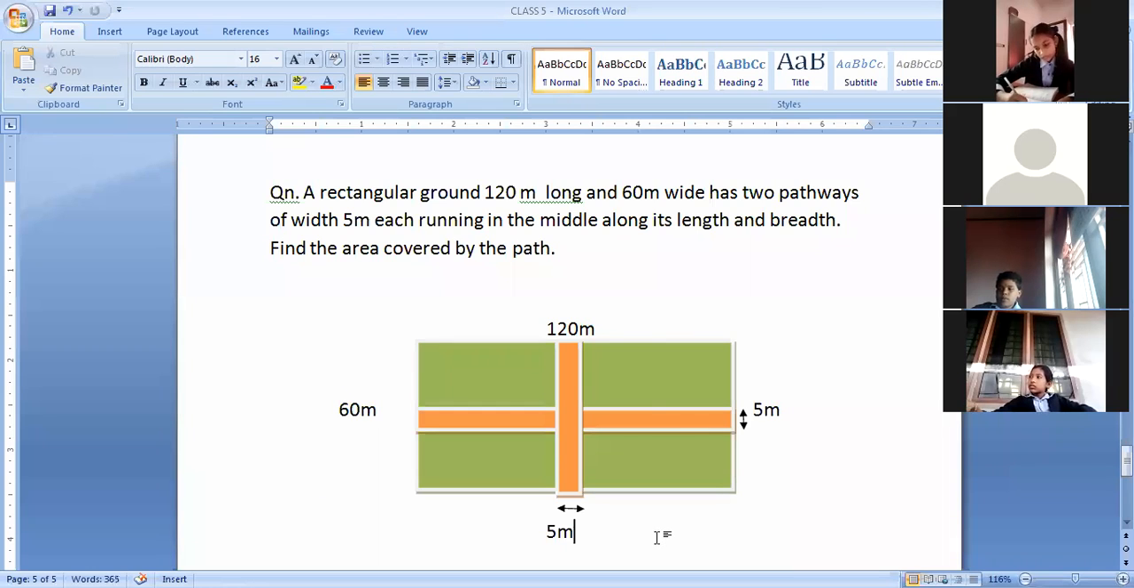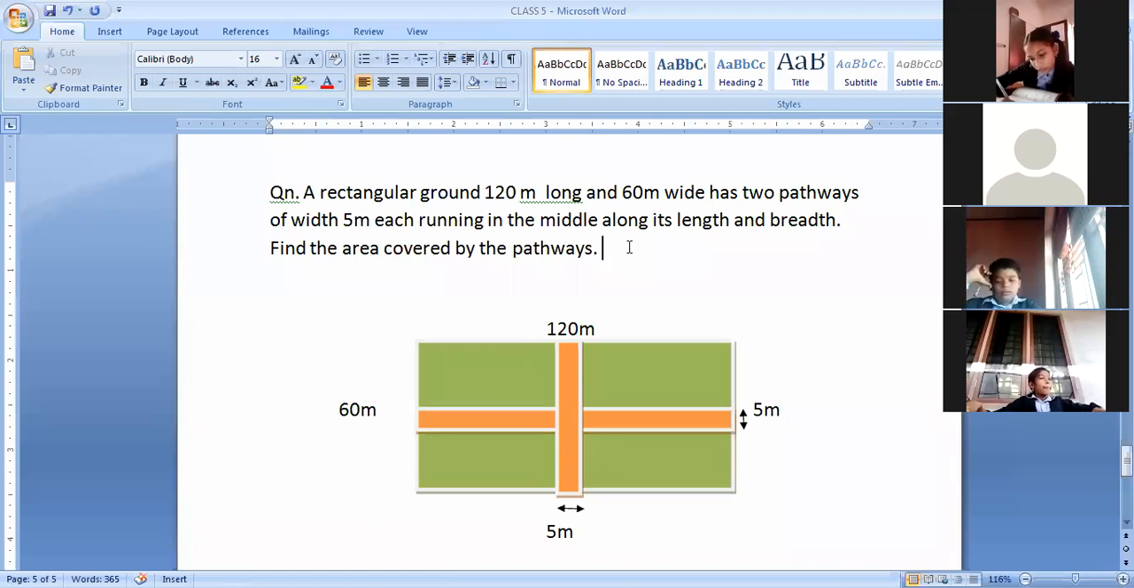Okay. Next, what do we have to find? Find the area covered by the pathways. We need to find the area covered by both pathways. Two pathways are running through the ground, and we need to find the area of both of those pathways.